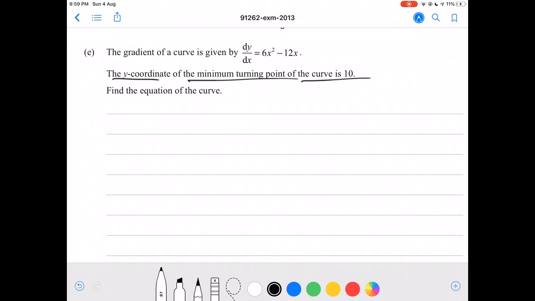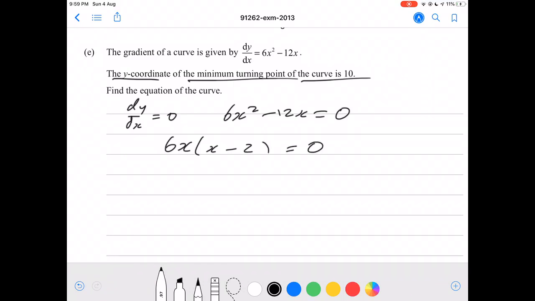For right now, we have our gradient function, and you know that at a turning point, the gradient is 0. So you can say that dy/dx equals 0. So 6x squared minus 12x equals 0. Alright, so I'm going to solve this equation. You can take the 6x out, so that becomes 6x(x minus 2) equals 0.